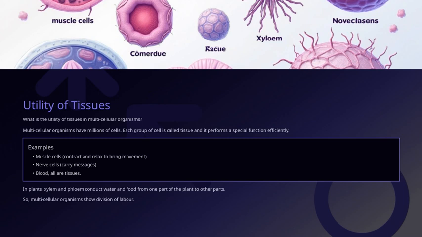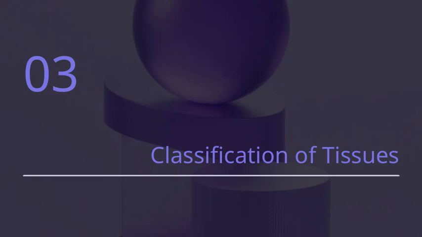Different tissues work together, each focusing on its specific role, which helps the organism function smoothly and efficiently. This division of labor is a key aspect of how complex life systems operate effectively. Now, let's take a closer look at the classification of tissues.